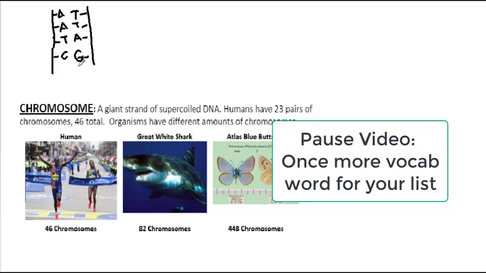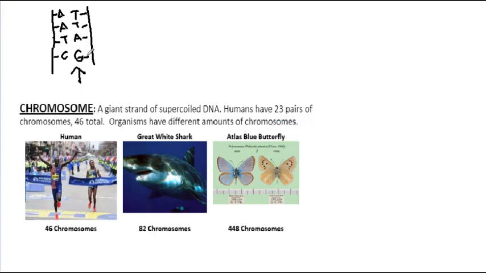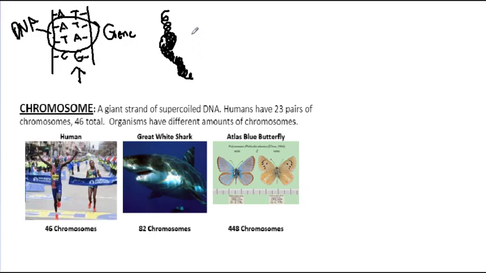So we saw that genes are a sequence of letters stored in DNA. So this is DNA, and the genes are stored here. This might be one gene. Well, DNA is very long and it needs to be coiled. And this coil, super coiled, actually coils around proteins very, very tightly, and this is what we call a chromosome. So a chromosome is a giant strand of supercoiled DNA.